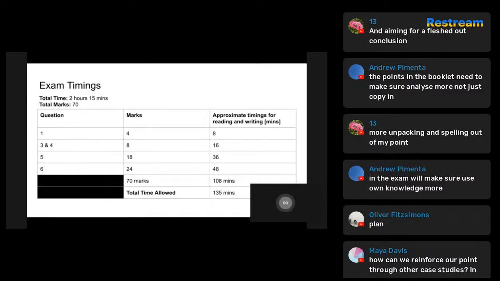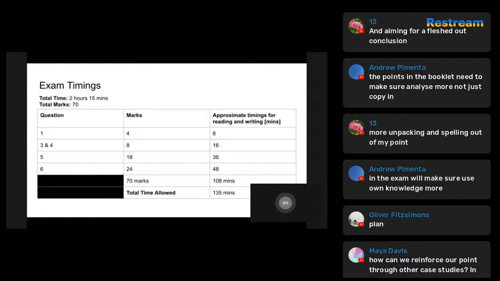Exam timings. I'm sure you've been waiting to find out what to do in the exam. So your exam is 2 hours and 15 minutes. It's a long paper. So question 1, 4 marks. How much time should you spend? About 8 minutes reading and writing your answer. I think that's probably going to be more than enough time for you to do that. Questions 3 and 4, both are 8 marks, so you've got 16 marks in total there. How much time should you spend? About 16 minutes.